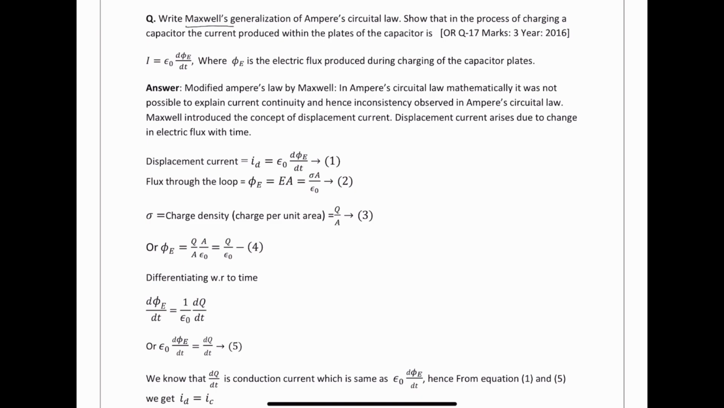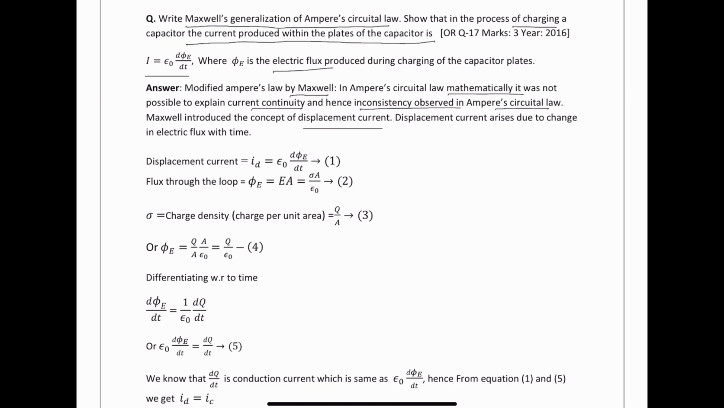This is Maxwell's generalization of Ampere's circuital law, so that in the process of charging of a capacitor, the current produced within the plates of the capacitor is I equal to epsilon 0 d phi E by dt, the rate of change of flux. So, modified Ampere's law by Maxwell. Maxwell actually modified Ampere's circuital law. In Ampere's circuital law, mathematically, it was not possible to explain current continuity, and hence an inconsistency was observed. Maxwell introduced the concept of displacement current.